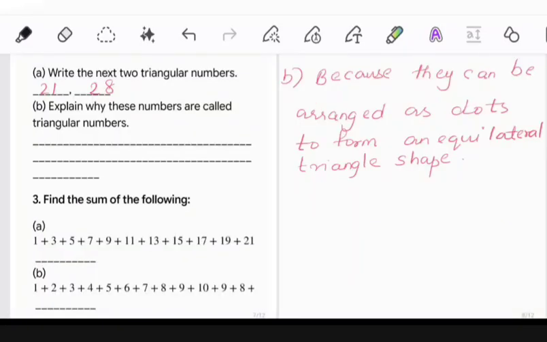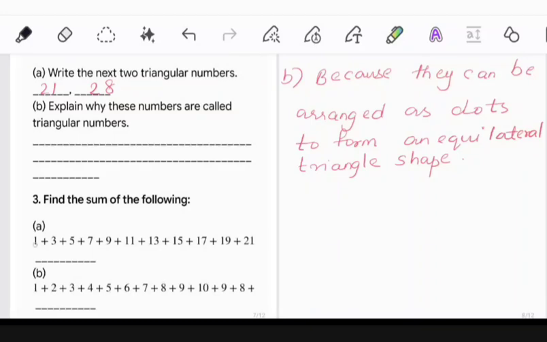Clear? Find the sum of the following. Question number 1: 1 plus 3 plus 5 plus 7 plus 9 plus 11. All these are odd numbers. So we have to find the sum. There is no need to add all these numbers one by one. Instead, we have one shortcut rule: the sum of the first n odd numbers is always n square.